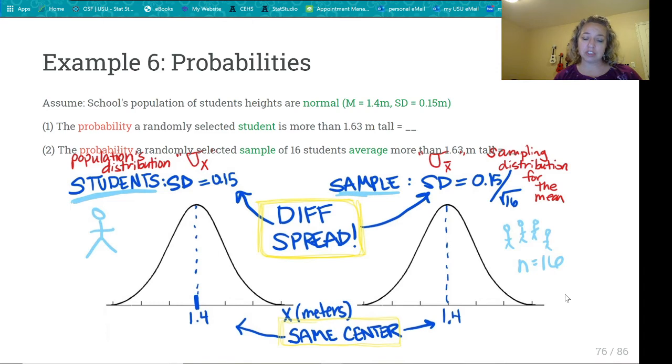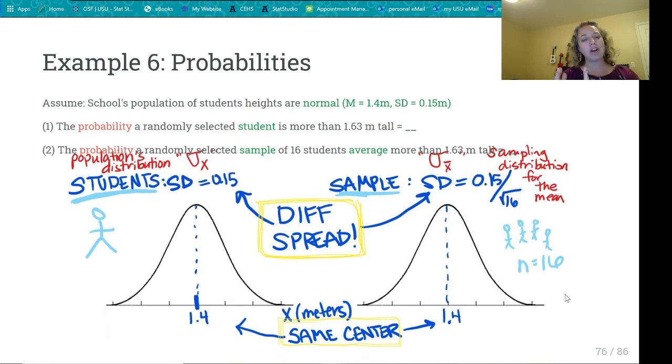The center of the distribution is the same whether we're talking about the probability distribution for a student or the probability distribution for the sample average. Centers are the same. That's the first part of the central limit theorem. The second part says that the standard deviation of the population as a whole, in this case 0.15, for the sampling distribution is narrower.